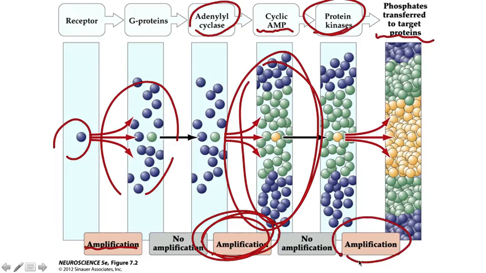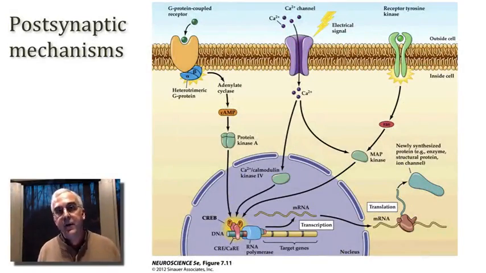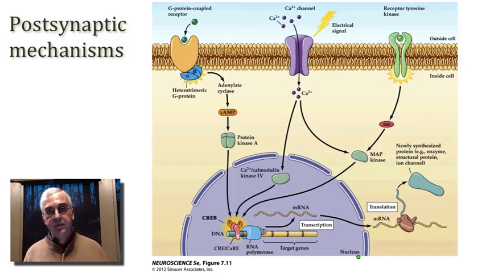So significant amplification is the end result of activating a G protein-coupled receptor. G protein-coupled receptors can not only activate conductances in the postsynaptic cell, they can also interact with transcription factors that can modify gene expression. And these kinds of interactions mediate the longest lasting effects of G protein-coupled receptor activation.